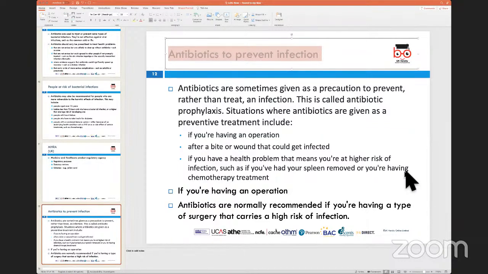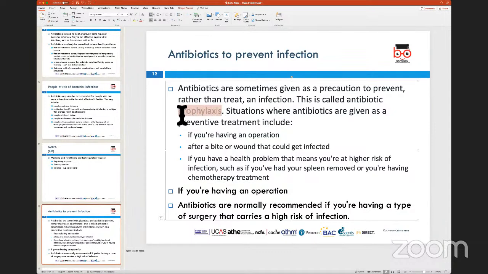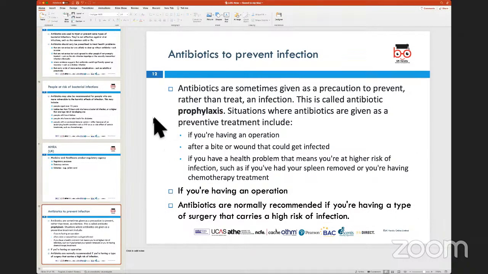So when we talk about prevention and the action, we use a term called prophylaxis. Prophylaxis is basically a treatment given by the use of antibiotics. This is a technical, medical term that you need to understand. Prophylaxis is essentially a treatment given or an action taken to prevent disease by the use of antibiotics.